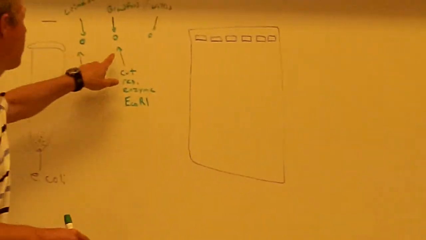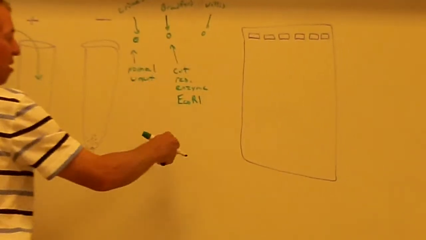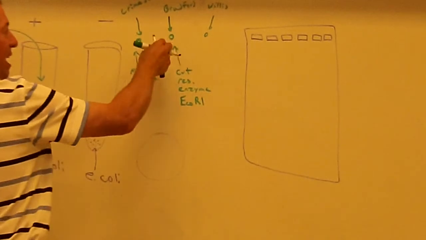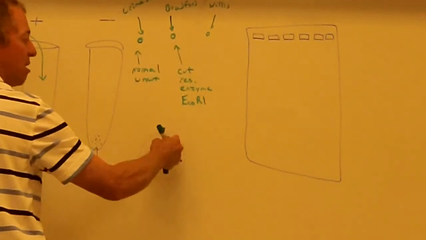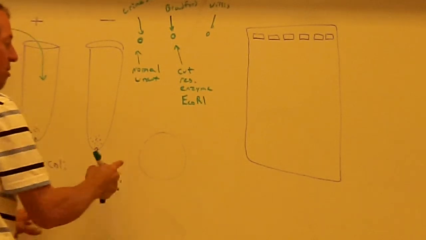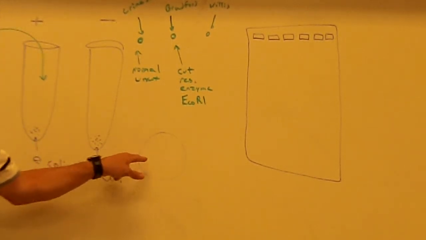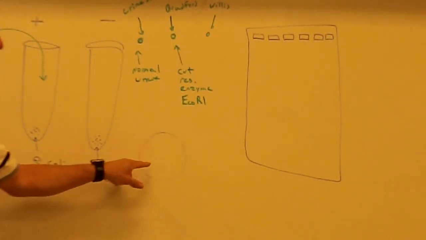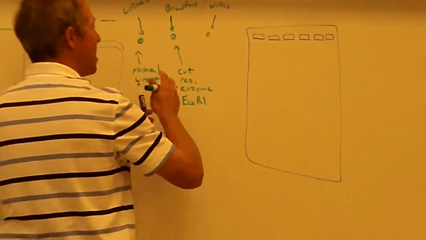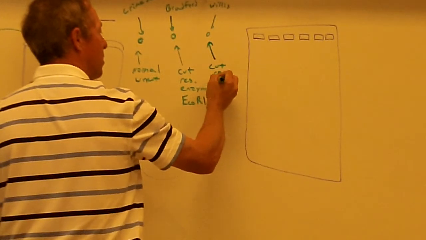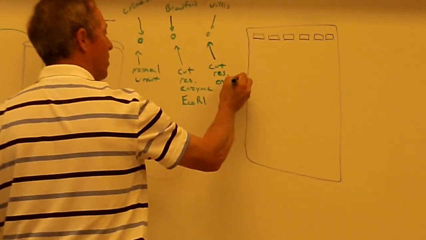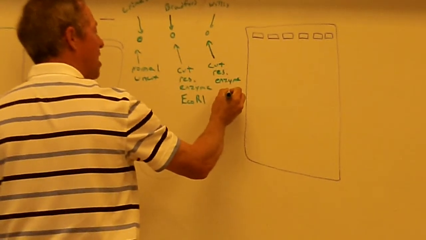So what good does that do? So this little plasmid right here, which is a loop of DNA, here it's uncut. But here it's been cut by a restriction enzyme. And so it's in pieces. And here, this DNA has been cut by a different restriction enzyme, which was called HindIII.